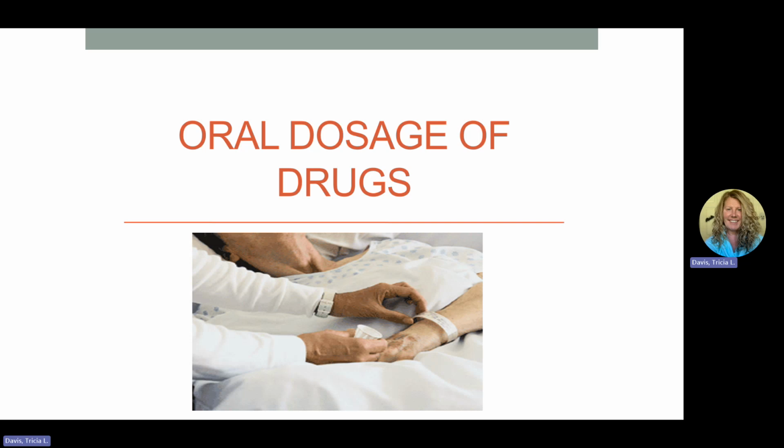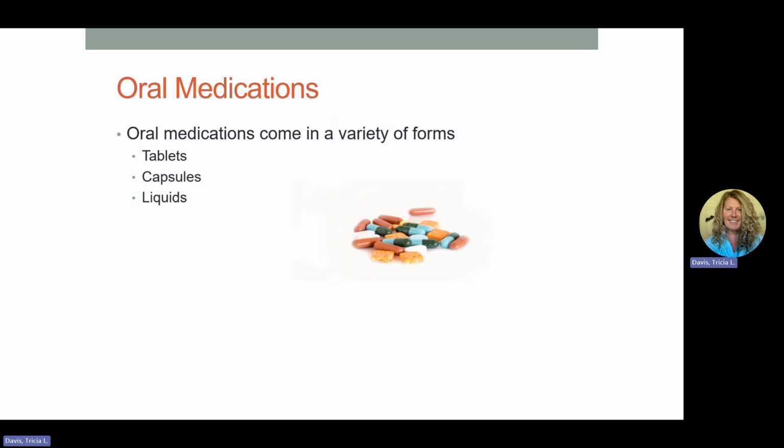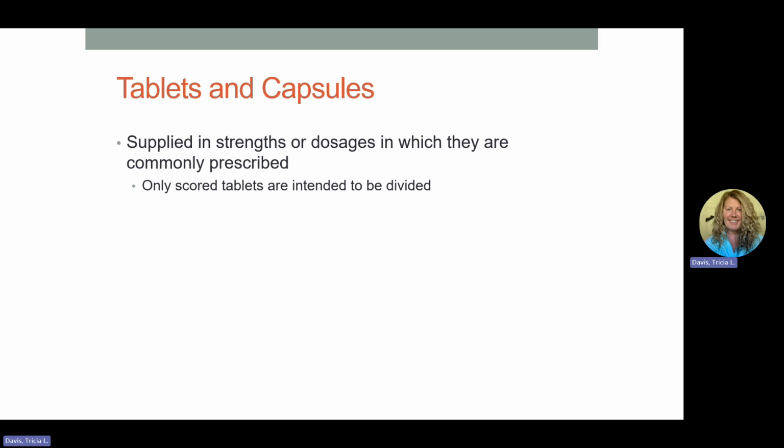All right, so oral doses of drugs. How do oral medications come? A variety of different forms. We have tablets, capsules, and liquids, very common findings for oral medications. Tablets and capsules are going to be supplied in strengths or dosages in which they are commonly prescribed. Now, it does say here that only scored tablets are intended to be divided. So for NCLEX, I would want you to know that. However, in the real world, you will see that it is completely acceptable to divide or cut a pill that is not scored.